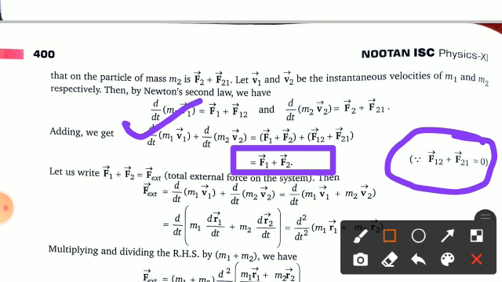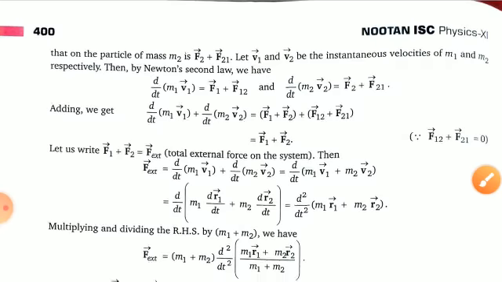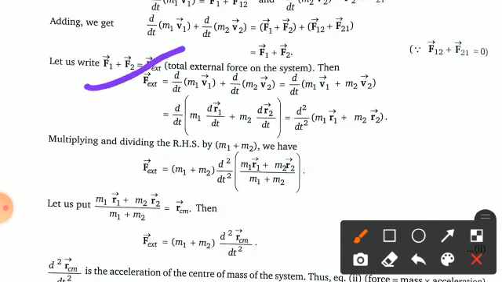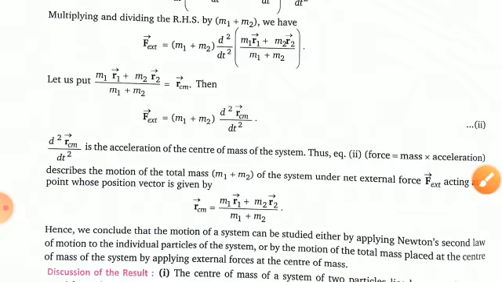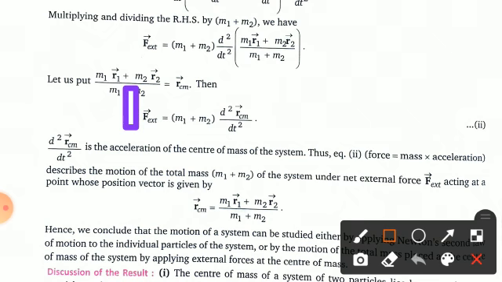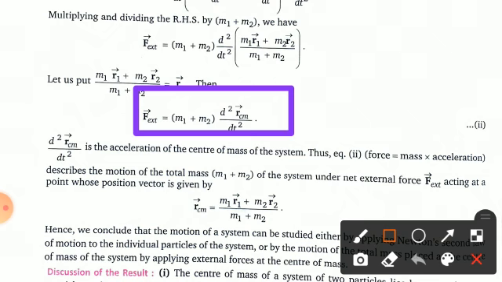So let us write f1 vector plus f2 vector is equal to the total external force of the system, which is equal to F external. Clear? Now you can see here the F external force is the derivative of m1 v1. Same thing we did here also. And finally, after solving, I am not going deep, you will get the relation like this. So F external force is equal to (m1 plus m2) times the second derivative.